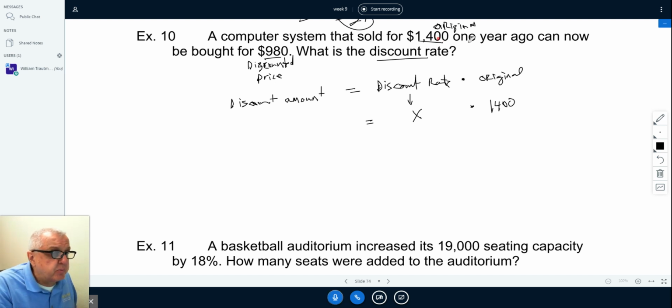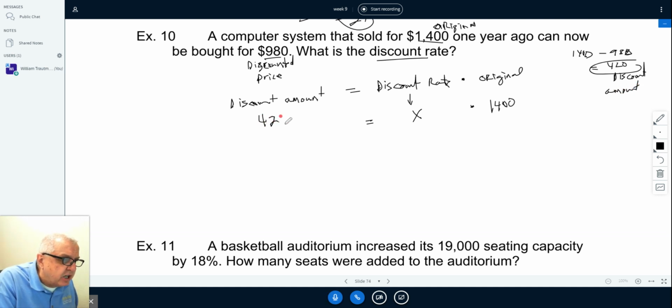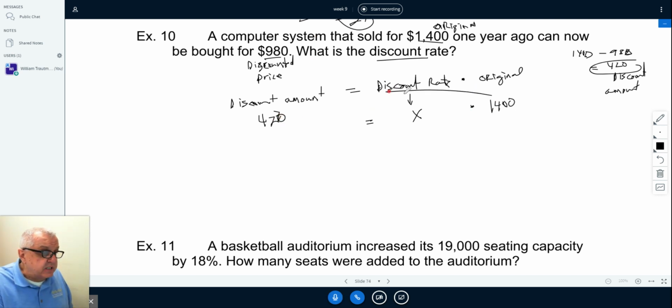Do you see, if the original price was $1,400 and the new price is $980, if I subtract the two, I got a $420 discount. So that's the amount you got a discount, $420 from $1,400 and $980. It went down $420. So the only thing I need to do is take the $1,400 to the other side.